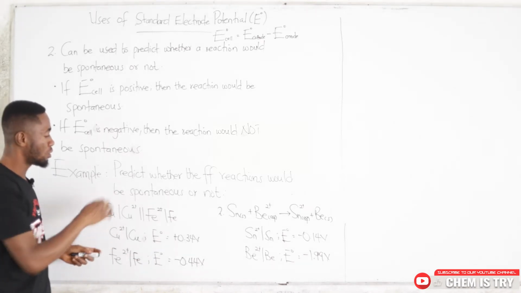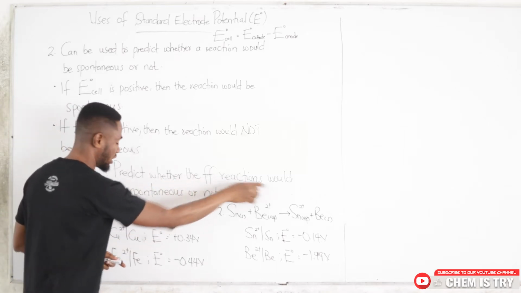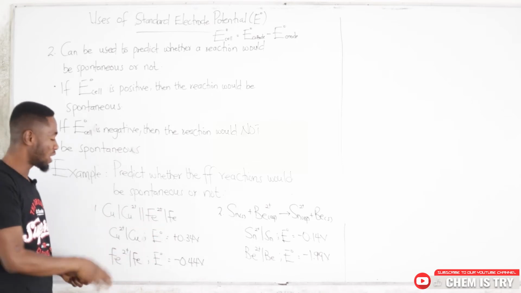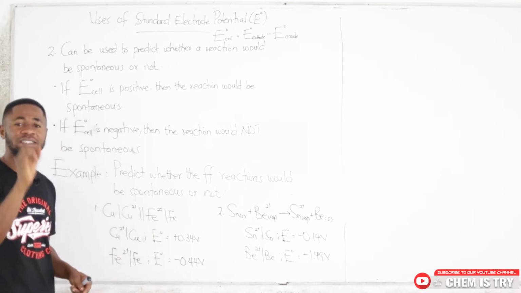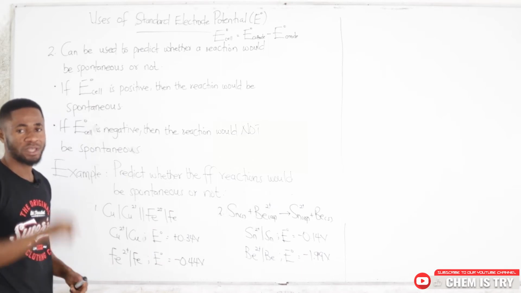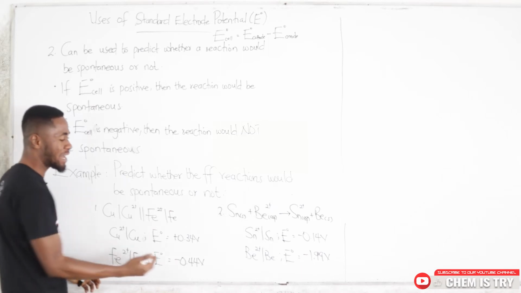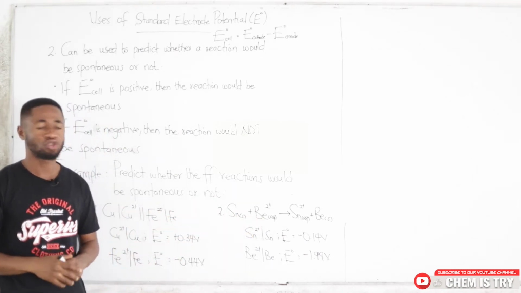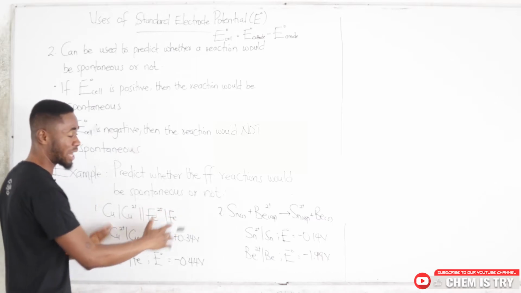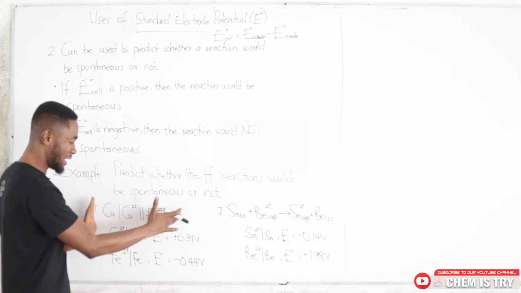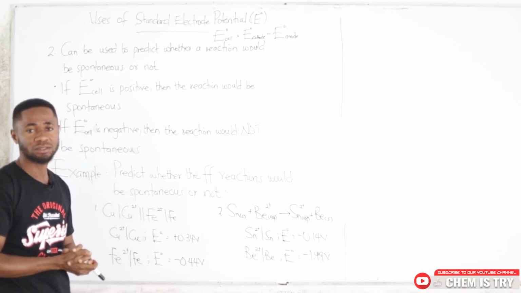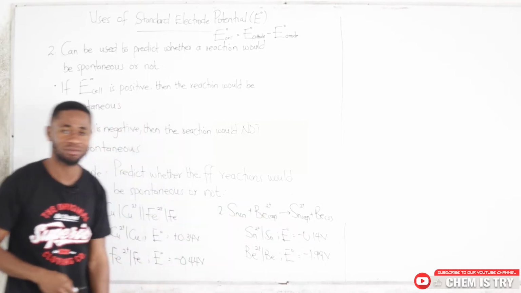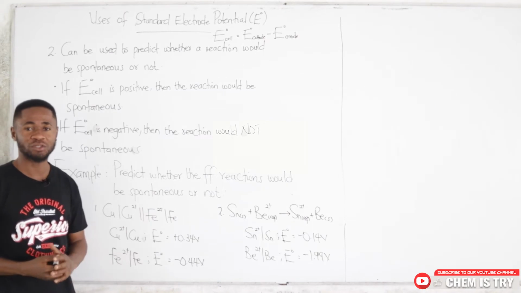In this example, we are being asked to predict whether the following reactions would be spontaneous or not. In the first reaction, we have the reaction given to us in the cell notation form. And in our second example, we have been given the actual chemical equation. So we'll be looking at how we are going to find out whether the reaction will be spontaneous or not using the cell notation form given to us, and we will learn how to do that using the actual chemical equation. Let's start with the first one.